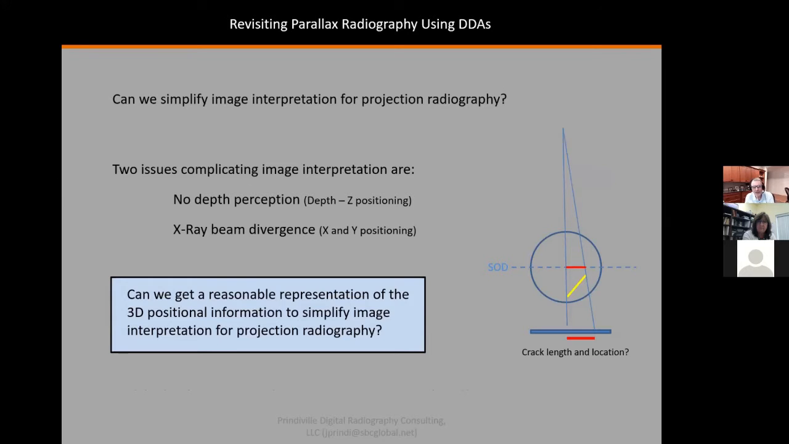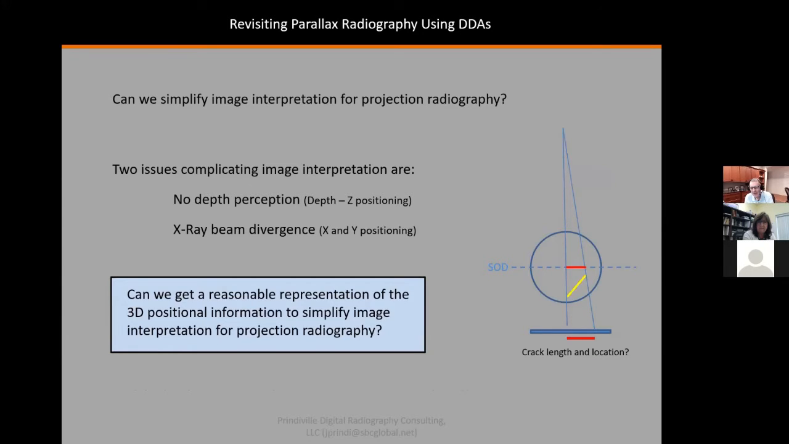So two issues that are complicating image interpretation are, you don't have the depth perception, and you really don't have any information on what the beam divergence is. It's not coming out straight unless your source is a long way away. So you've got a beam divergence.